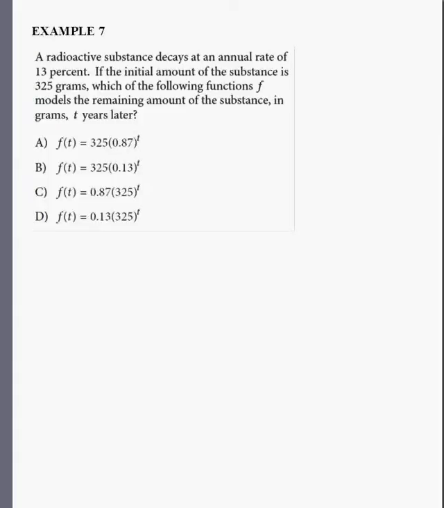All right, let's move on. This is actually example 5 and not 7. So let's move on. We have a radioactive substance that decays at an annual rate of 13%. That means at annual rate means per year.